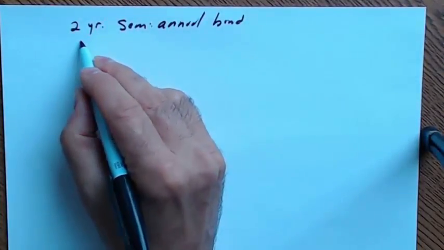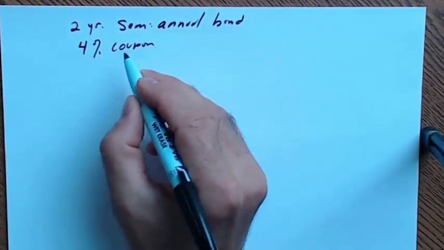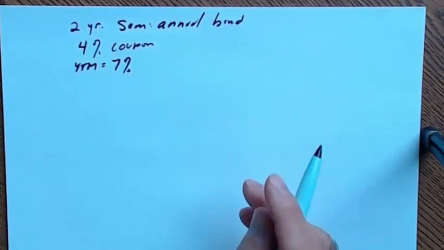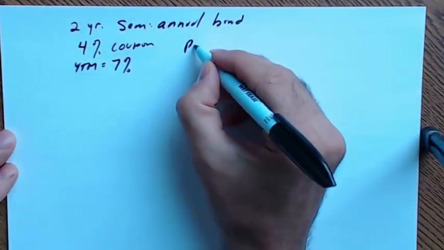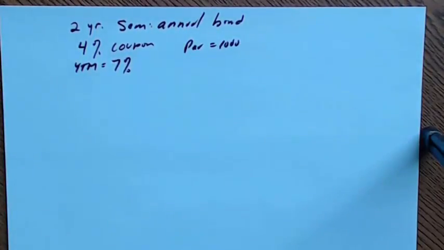We'll say that there's a 4% coupon on the bond, and that the yield to maturity for the bond is 7%. Now, like we do with all bonds, we're going to say the par is equal to $1,000. From this information, I'm going to value this bond 3 different ways, and then I'll make some assumptions later about a call provision, and we'll look at how it might be priced with a call provision in mind.